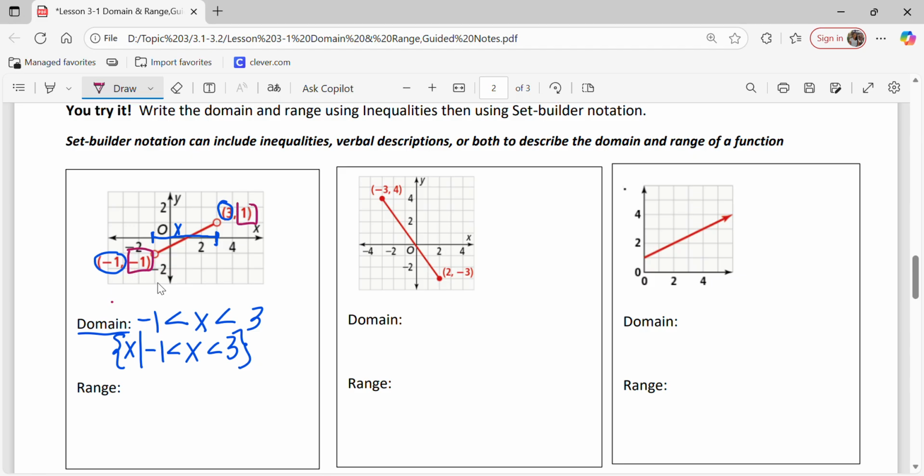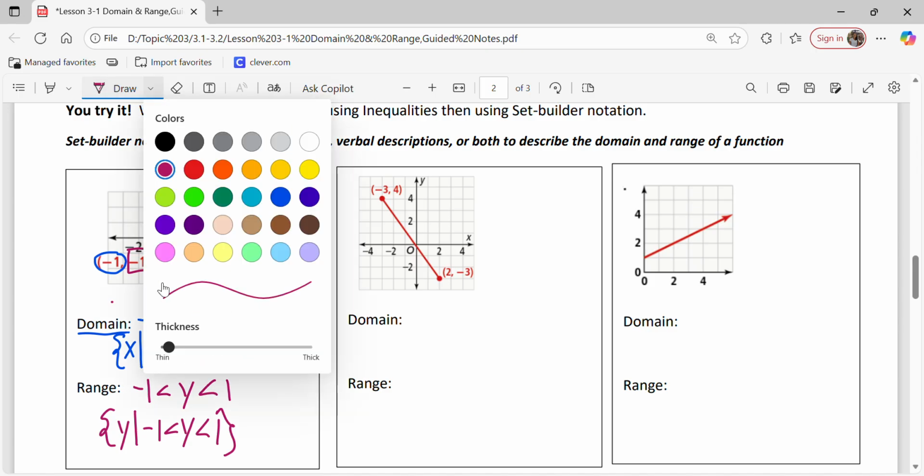-1 is my smallest y value, +1 is my biggest y value. So -1 is less than y, which is less than 1. Again, no equal sign, open circles. In set builder notation, all values of y such that -1 is less than y, less than 1.